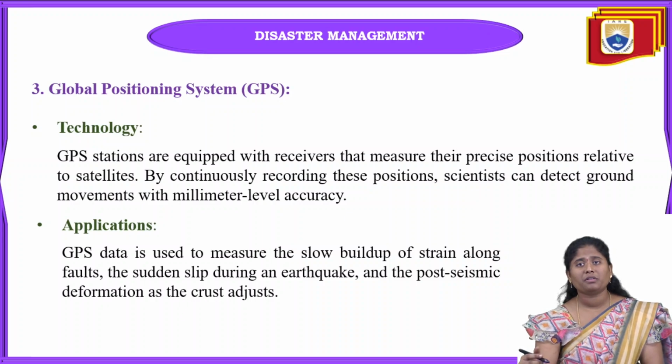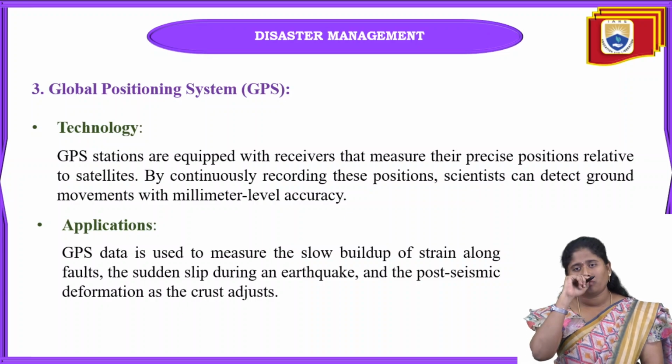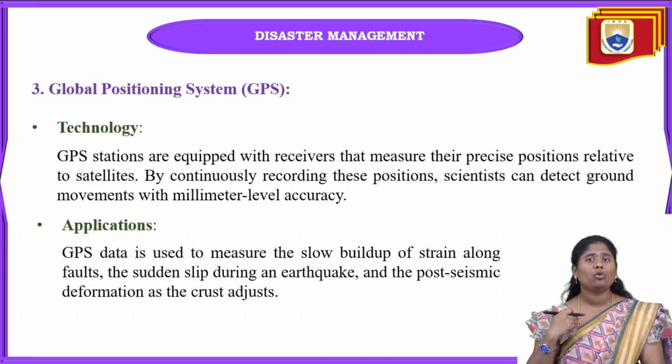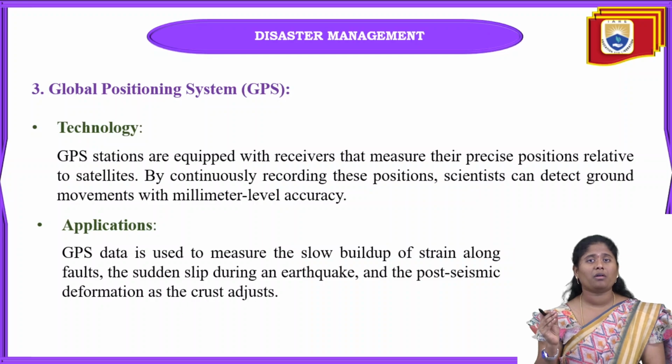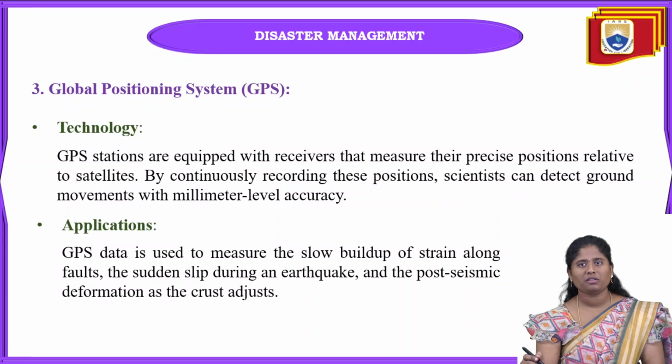If any person or any vehicle is here and there, we don't know anything, but using this GPS we can know at what time they went and what area that vehicle is in. Everything we have come to know because of this GPS. It is nothing but the global positioning system.